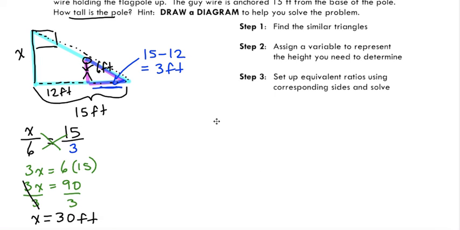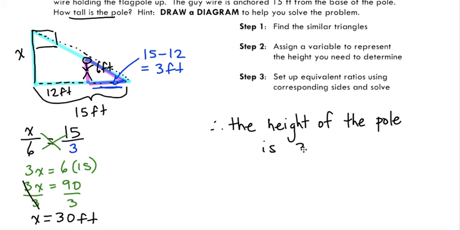So now I can write my concluding statement. So therefore, the height of the pole is 30 feet.